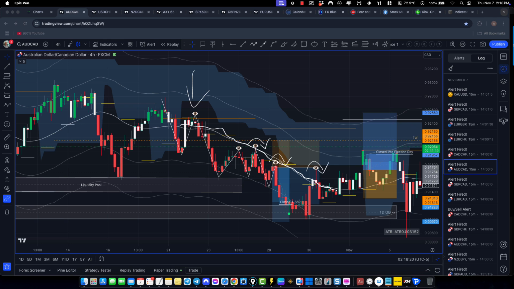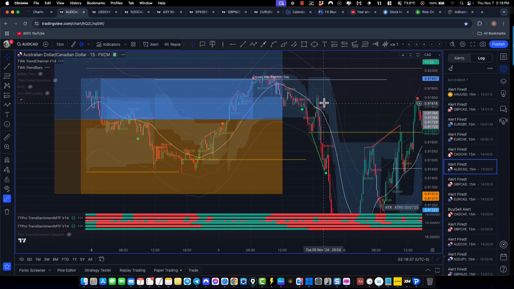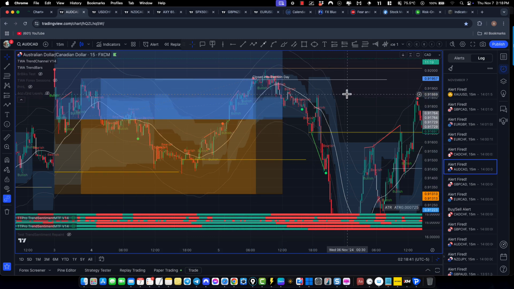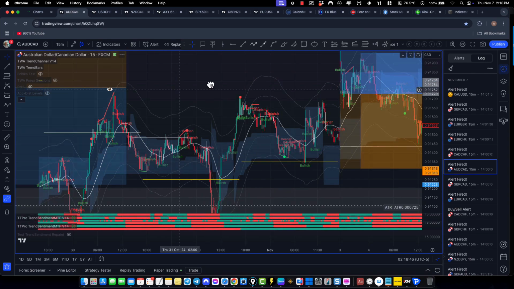Now I'm going to explain our previous indicator, why it's been made redundant. This one was closed into election day. Why the other indicator was made redundant and what we've done to compensate.